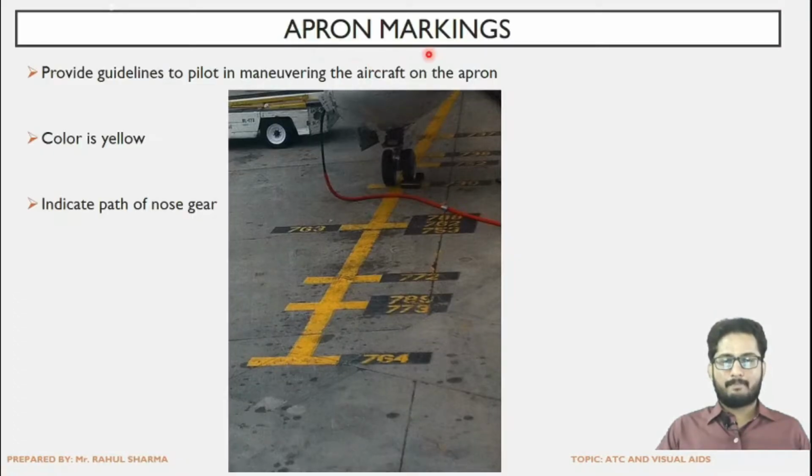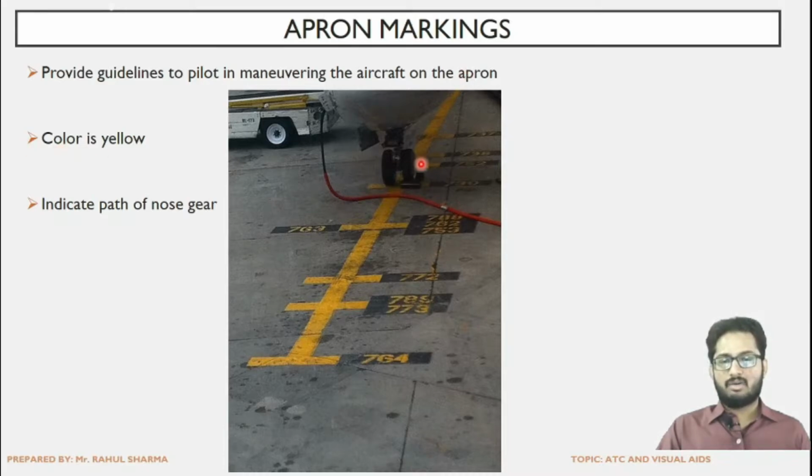Next are the apron markings. So it provides guidelines to the pilot in maneuvering the aircraft on the apron. So they come into picture whenever the aircraft is carrying out the movement on the apron. Apron, we already are aware about, is the terminal area where the parking of the aircraft is done, or where the loading unloading operation of the passenger or cargo is done, and where the fueling operation is done.